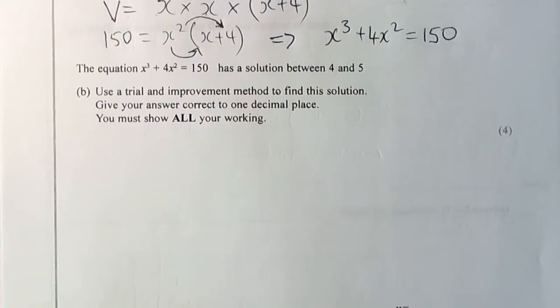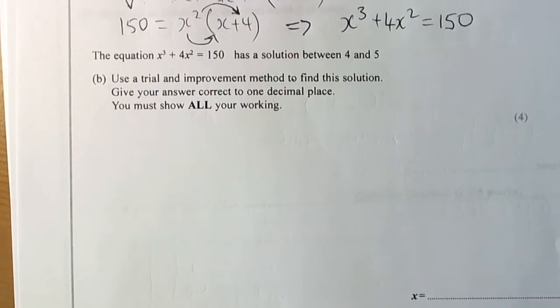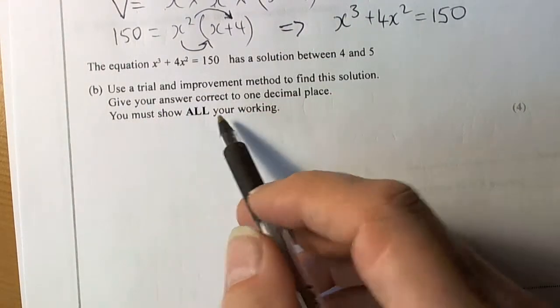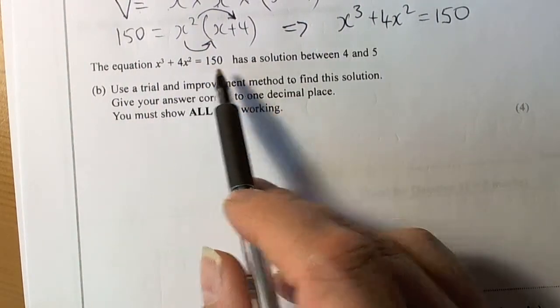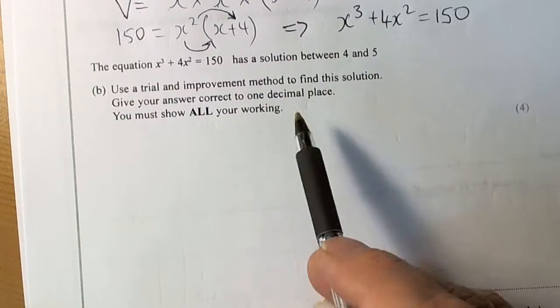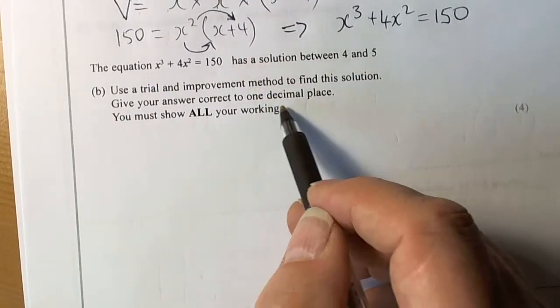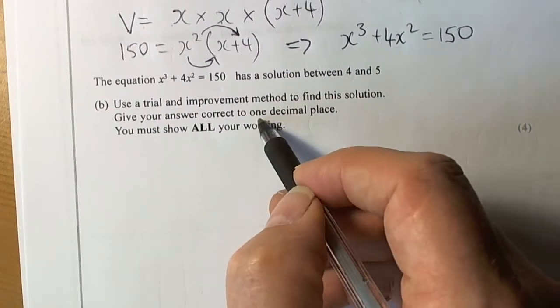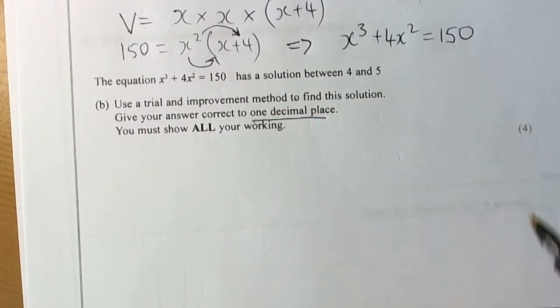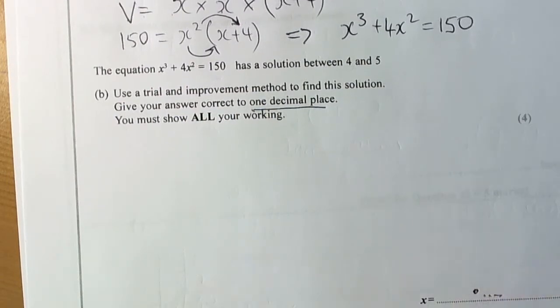Okay, so this question's about trial and improvement. Trial and improvement is about trying a number for the letter they're dealing with, and we try it until we can get as close as we can to the answer they want, to the accuracy they need us to work to. The accuracy they're asking us to work to is 1 decimal place. So our answer here will be point and then something, but only 1 digit. So we've got to work out what that's going to be.